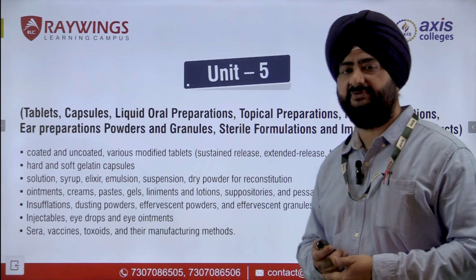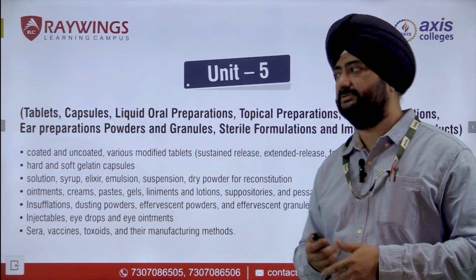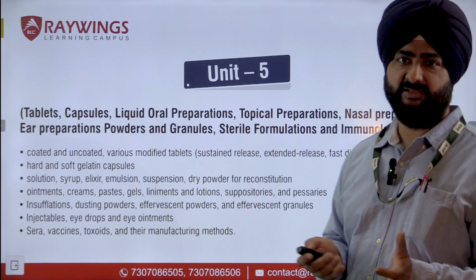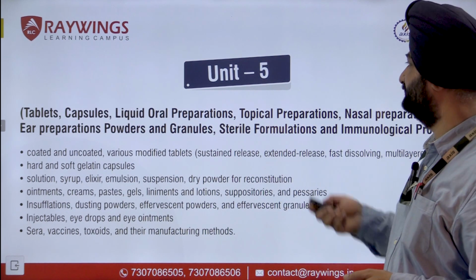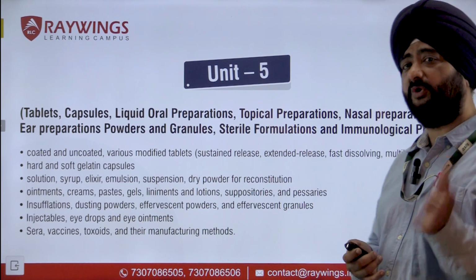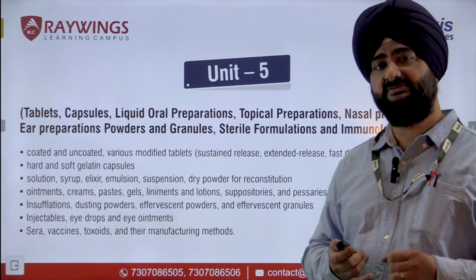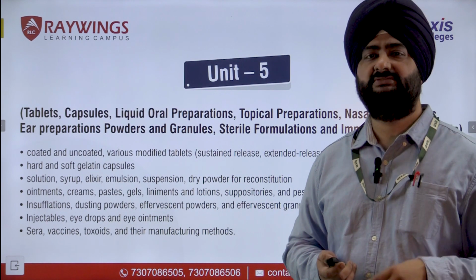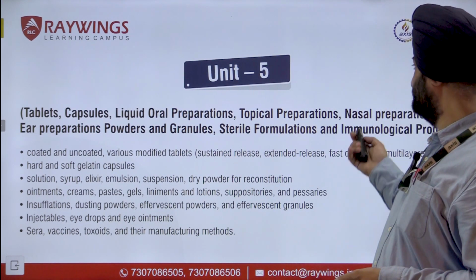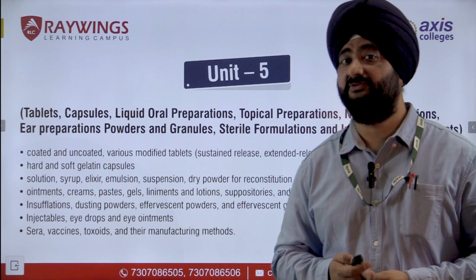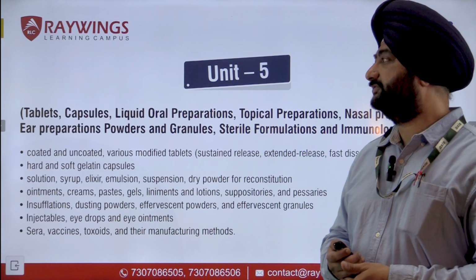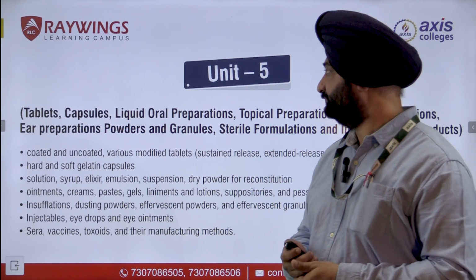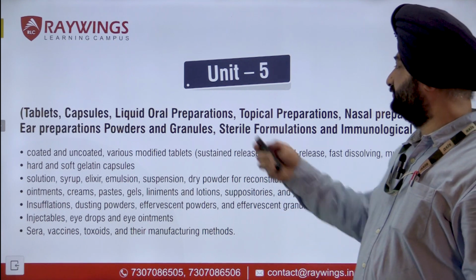So in unit 5 we cover mostly all the dosage forms like tablets, capsules, liquid oral preparations, topical preparations, nasal preparations, ear preparations, ophthalmic formulations, injections, eye drops, like that, sterile formulations, and immunological products also, vaccines type. So this is also a very big unit. So let's go one by one.